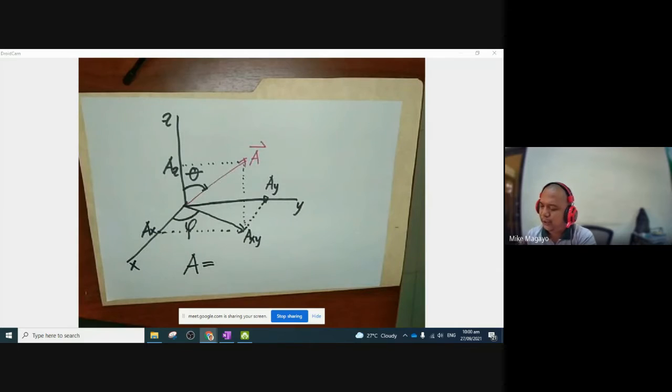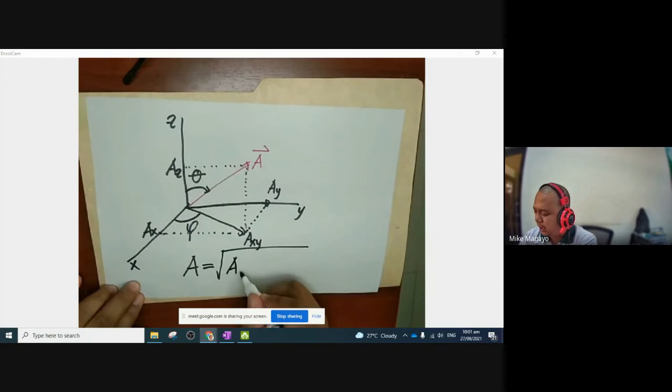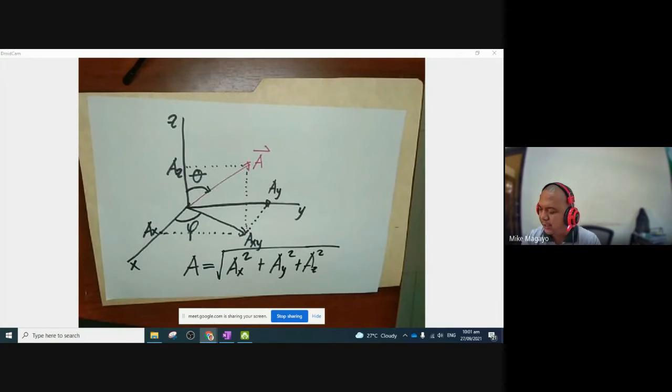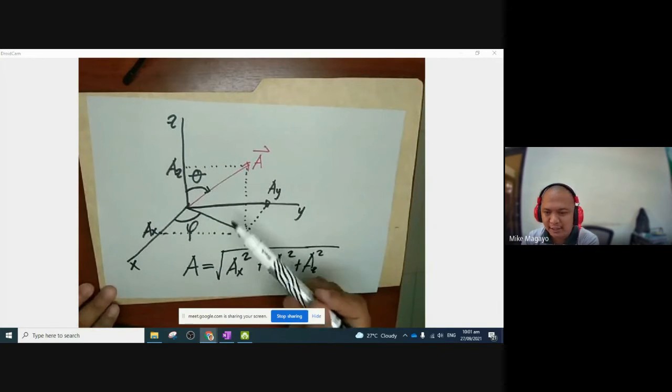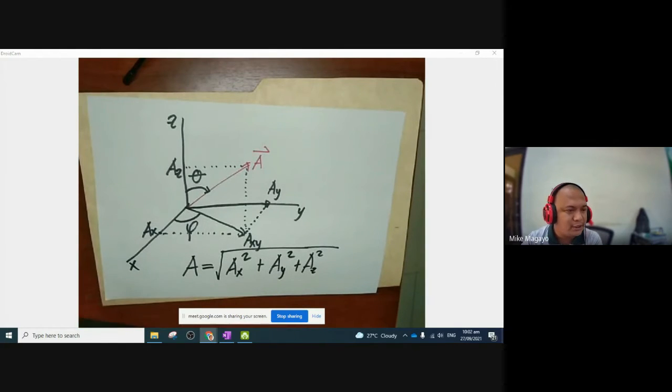So we could determine the magnitude of A using the Pythagorean theorem. The length would be given by the square root of ax squared plus ay squared plus az squared. You'll just have to determine that. We will have a detailed application later, but the point is you just have to determine ax, ay, and az. Once you have the values, you can determine the magnitude of the vector.